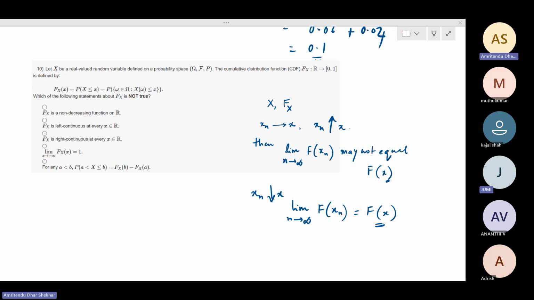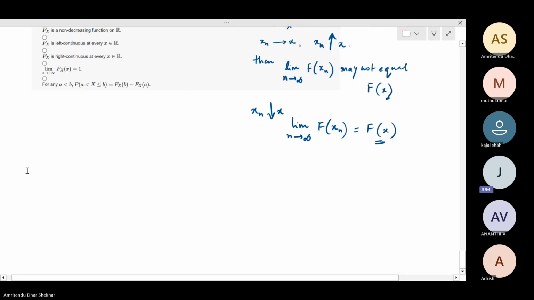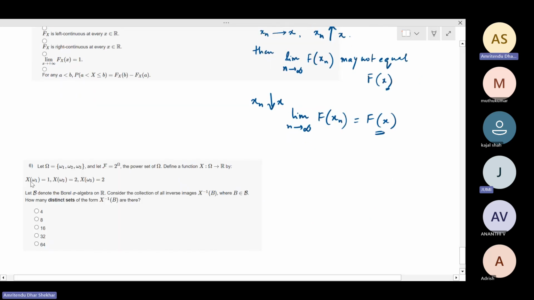So assignment, yes, week 2, assignment question number 6. Yes, sir, can you please provide a hint to find how many distinct sets of the form X inverse of the Borel sigma algebra? Okay, okay.